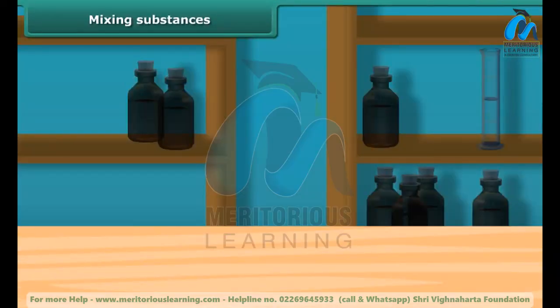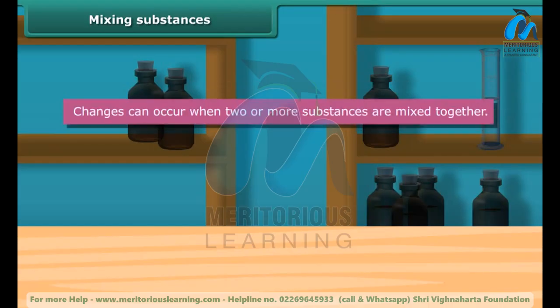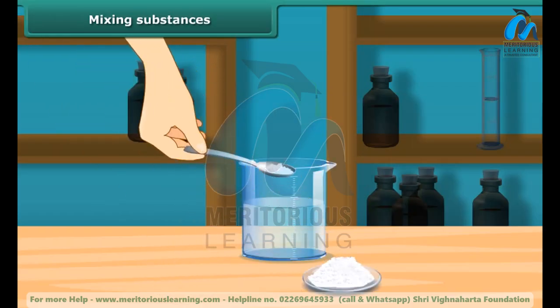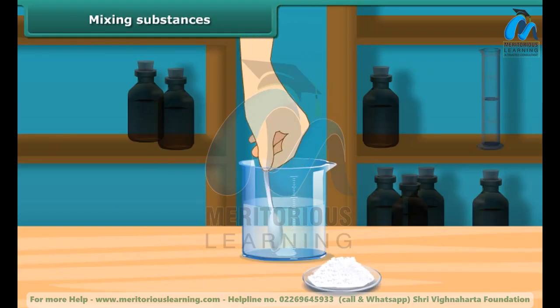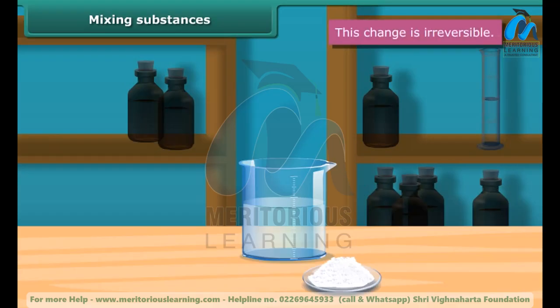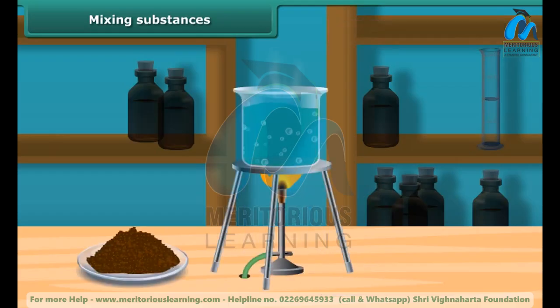Mixing substances. Changes can occur when 2 or more substances are mixed together. For example, when you mix water and sugar, the sugar gets dissolved in water. However, there has been a change in the property of the water. This change becomes irreversible. Let's take a look at another example.